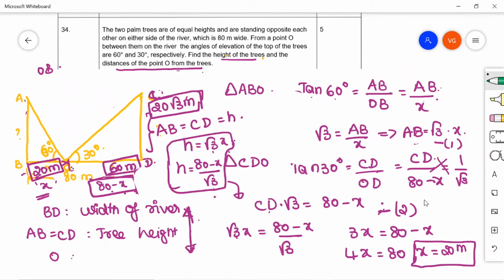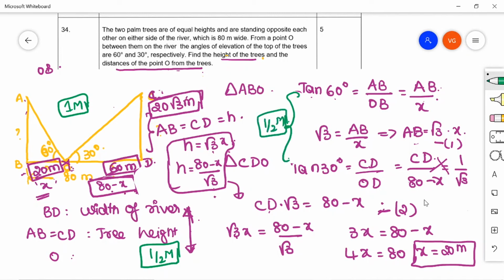Coming to the marking criteria. For drawing the picture, you will get 1 mark. Then writing the given data in your own words, assumptions and all, H, x, all these things, here you will get half mark. Then writing tan 60 and tan 30, here you will get half mark. Finding the value of x, solving the given two equations, after getting the two equations, solving and getting the value of x, 1 mark. Then the other distance, 1 mark. Finding the height of the tree, 1 mark.